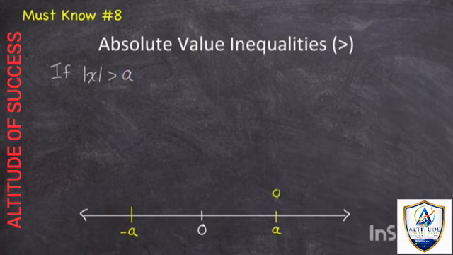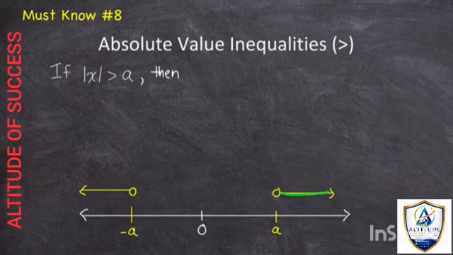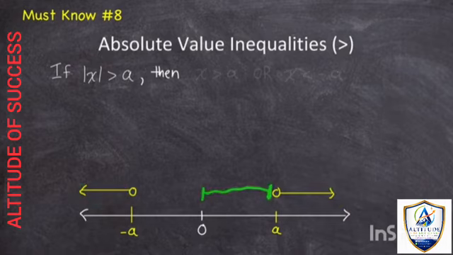Well, any value that is greater than a, or any value that is less than negative a, would have an absolute value or distance from 0 that is bigger than a. So when solving this type of inequality, there are two intervals to consider. X would either have to be greater than a or less than negative a. Any x value on either of these sections would have a distance from 0 that's greater than a.